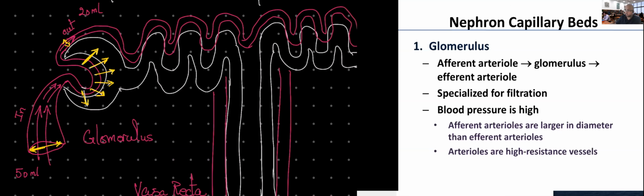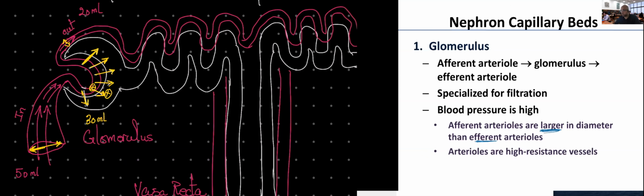What happened to the remaining part of the fluid? It simply gets filtered into the Bowman's capsule. So 30 milliliters are going to be passing from the glomerulus into the Bowman's capsule. This is the first factor, the difference in the diameter between the afferent and the efferent arteriole. Afferent arterioles are larger in diameter than the efferent arterioles.